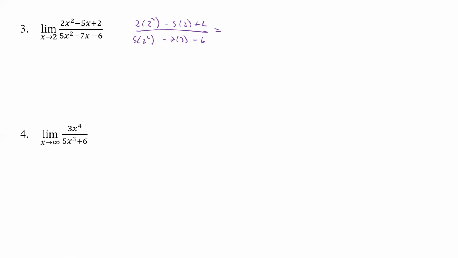And let's see. Wait a second here. I did something wrong here. Oh, I took 5 divided by 4, not 5 times 4. And that's 0 as well. And so we get the indeterminate form.